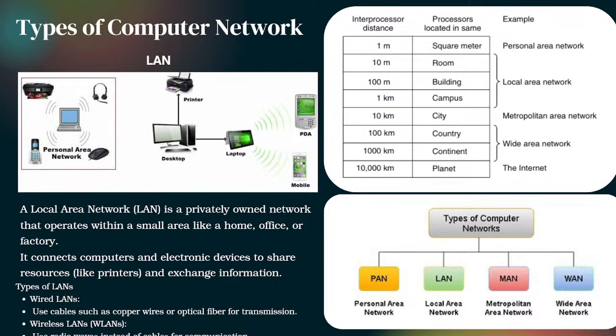Here, wired and wireless, both types of LANs are available. Wired LAN, which we are using nowadays in our computer lab, can be considered as wired LAN. Copper wires or optical fibers are used for the transmission of data. And when it comes to WLAN, wireless local area network, we can say that it uses radio waves instead of cables for the communication.